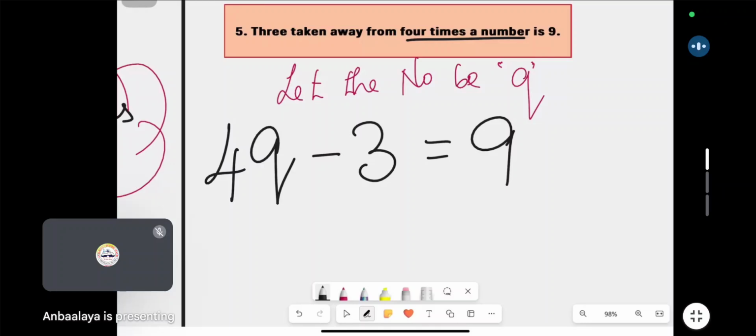So whenever we have "from", just write the number that comes after "from" first. So 4Q minus 3 is equal to 9. This is your answer.